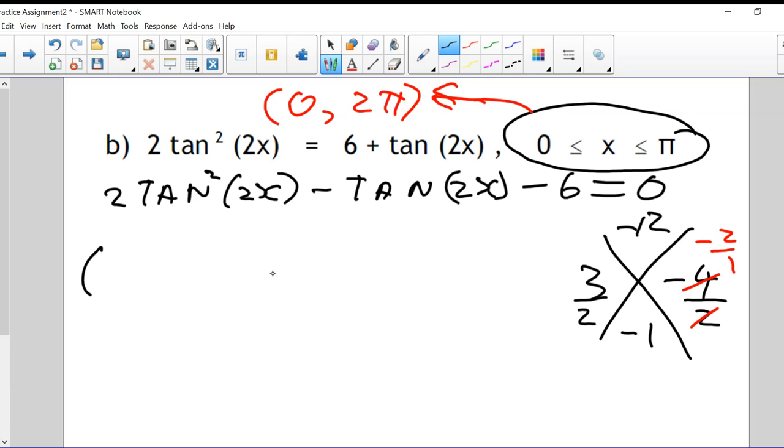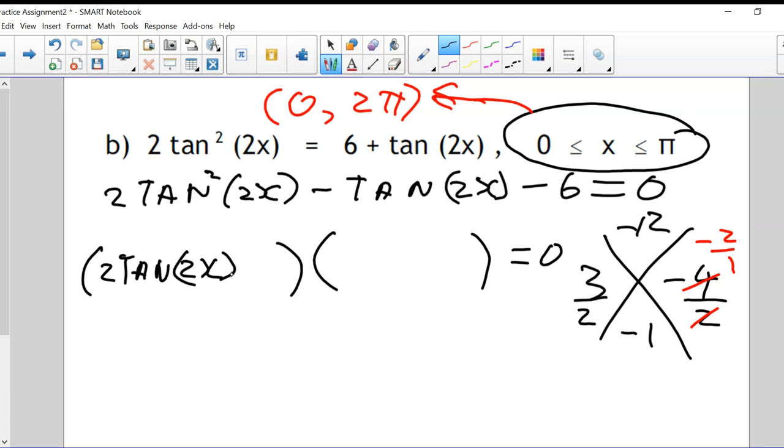So here come the 2 brackets that we need. One bracket is going to be 2 tan 2x plus 3. And the other bracket is going to be tan 2x minus 2. Okay, so those are just the numbers that come from the fractions that we got. The bottom number times the x, or in this case tan 2x, so 2 tan 2x plus 3, then tan 2x minus 2.